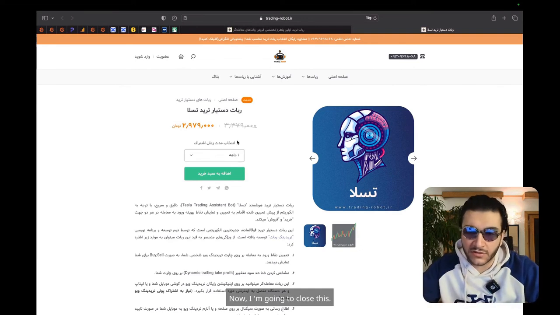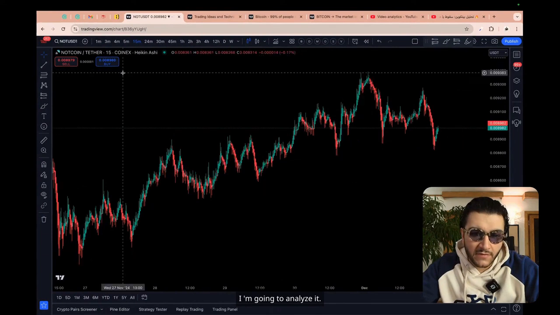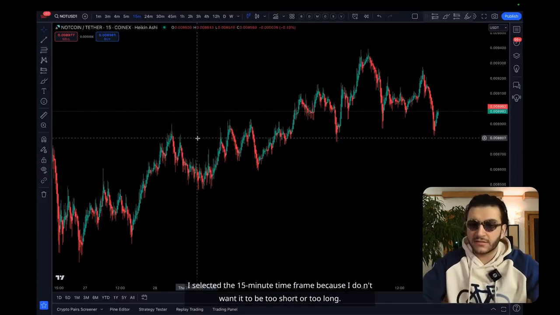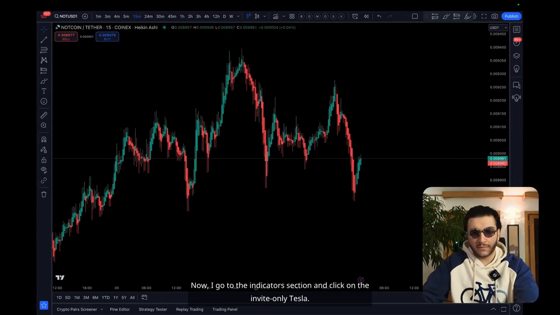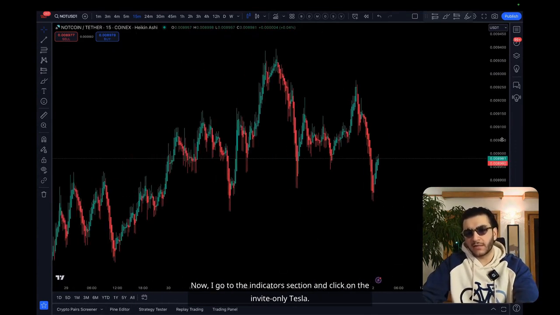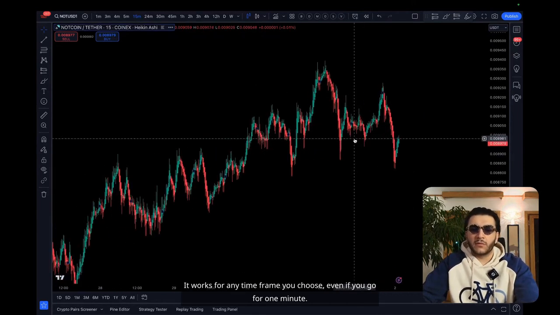Now I'm going to close this. Let's say I'm analyzing this Natcoin chart. I selected the 15-minute time frame because I don't want it to be too short or too long. Now, I go to the indicator section and click on the invite-only Tesla. Just wait a couple of seconds, and it will appear on your chart.